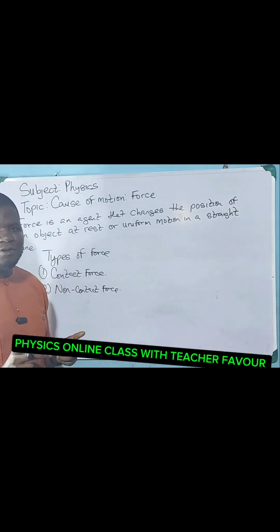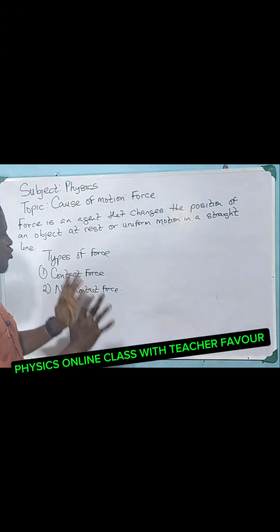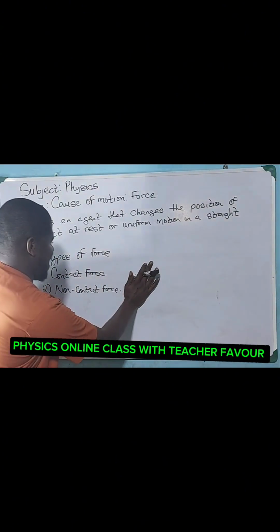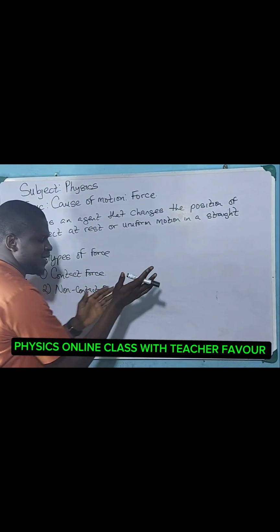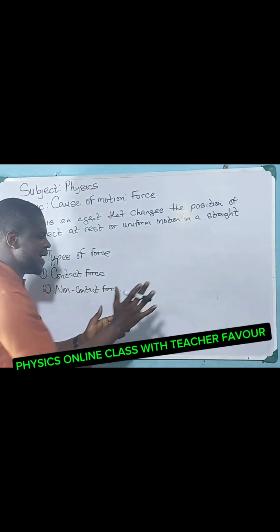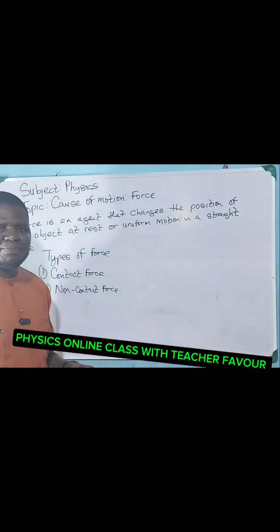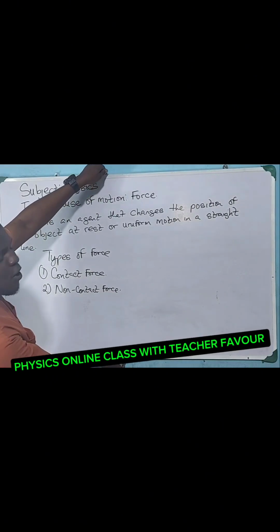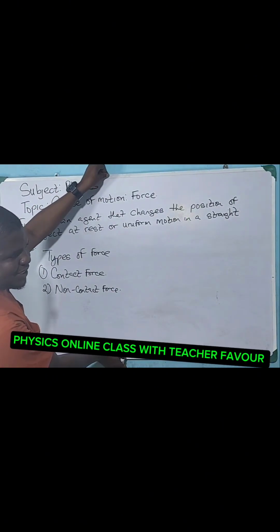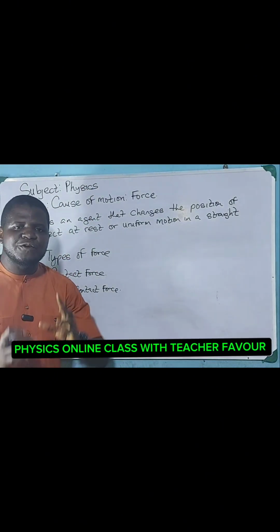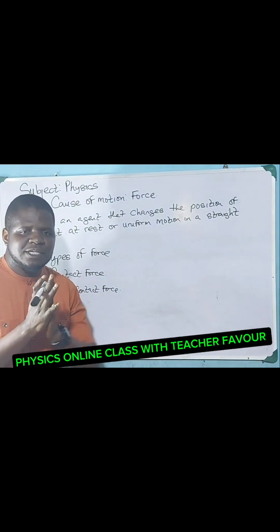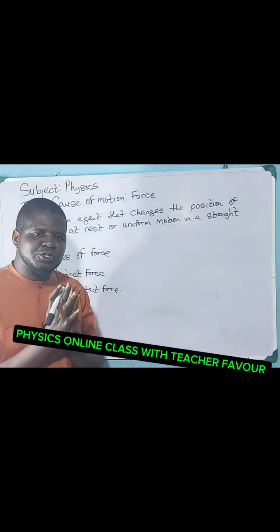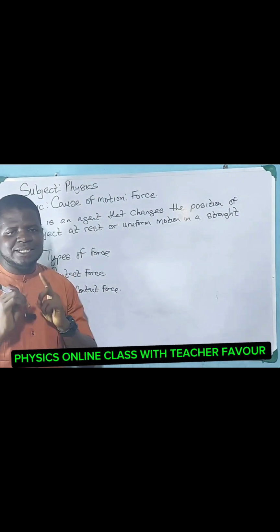An example of contact force is push. If I want to push this board, I will apply force, which means there is a contact between my palm and this board. Another example is pull. If I want to pull this board, I will hold it like this and drag it. Number three is frictional force. It is a force that opposes relative motion between two objects in contact.